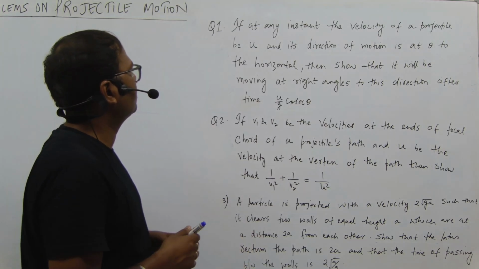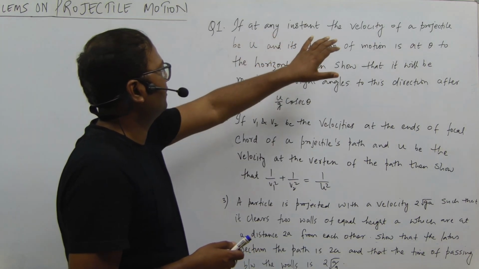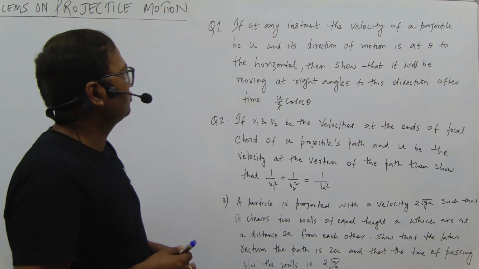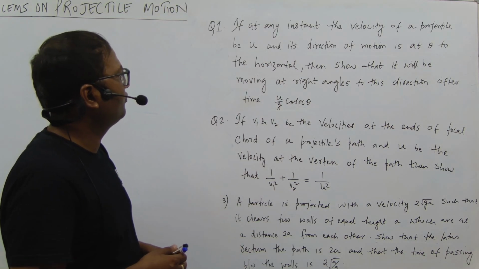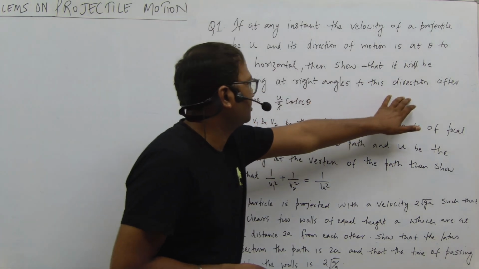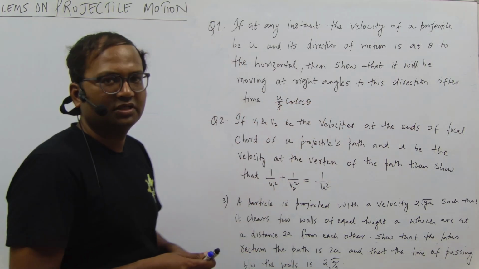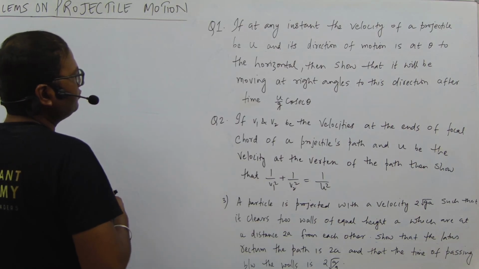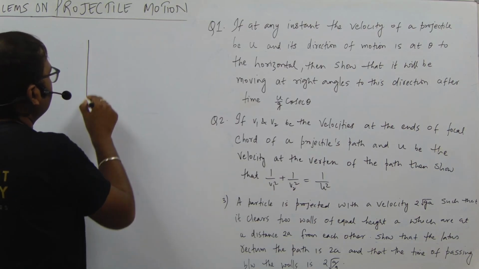What is given in the question is that if at any instant the velocity of the projectile is u and its direction of motion is at theta to the horizontal, then show that it will be moving at right angle to this direction after time u upon g cosec theta. Okay, so let us draw the projectile.